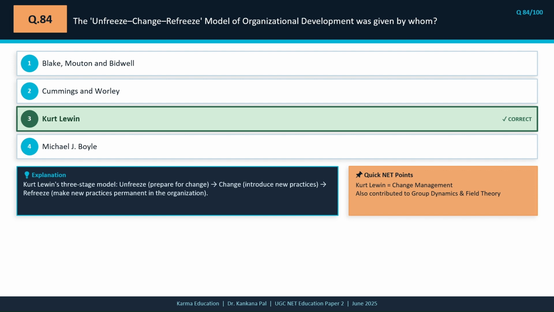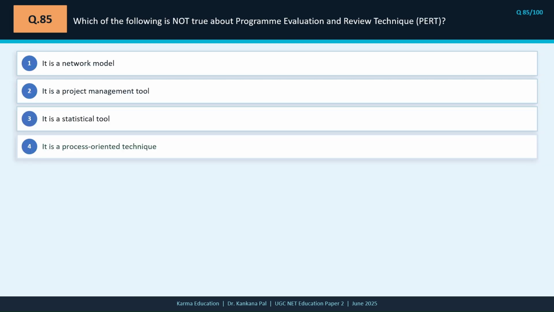Now, let's see question number 85. Which of the following is not true about the program evaluation and review technique, or PERT? Option 1, it is a network model. Option 2, it is a project management tool. Option 3, it is a statistical tool. Option 4, it is a process-oriented technique. Take a few seconds and think about your answer.